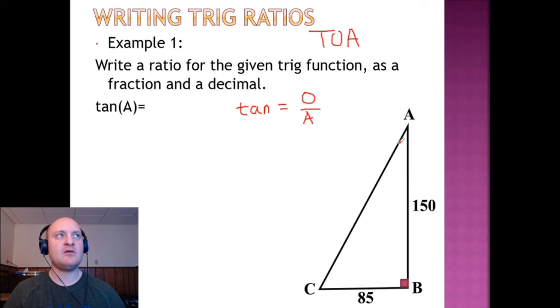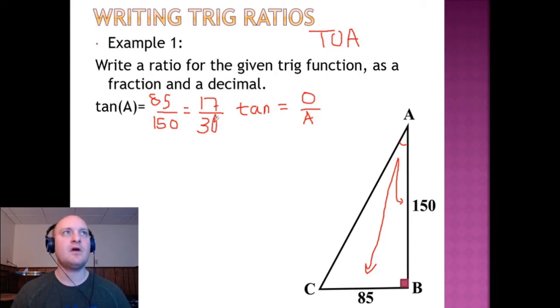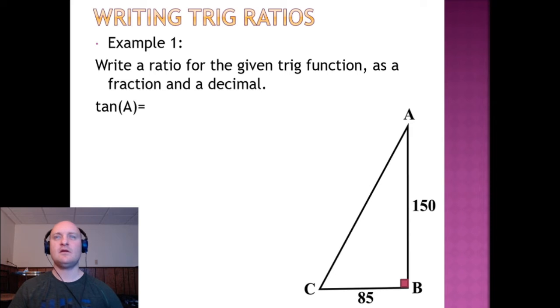So for our angle A, in identifying the tangent of A, we're going to need the opposite side to angle A, which here is 85, and we'll need the adjacent to angle A, which is 150. Plugging those two numbers in, we've identified our ratio. That's it. Well, we should simplify. They both divide by 5. Okay, now that's it.